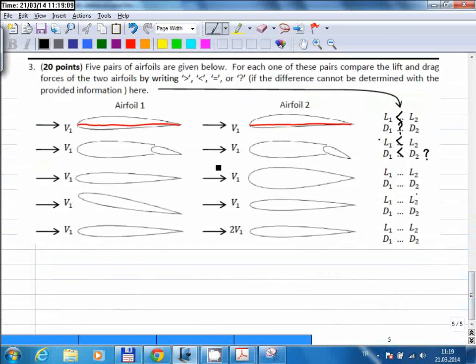Okay, in the third row, the airfoils are both symmetric and the angle of attack is 0 for both of them. And clearly the second one is thicker. But since they are both symmetric and the angle of attack is 0, they both create no lift force, right? So for this one, they are equal to each other, and in fact, they are both equal to 0. However, since the first one is thinner, the drag force should be smaller for the first one. So it should be like this.